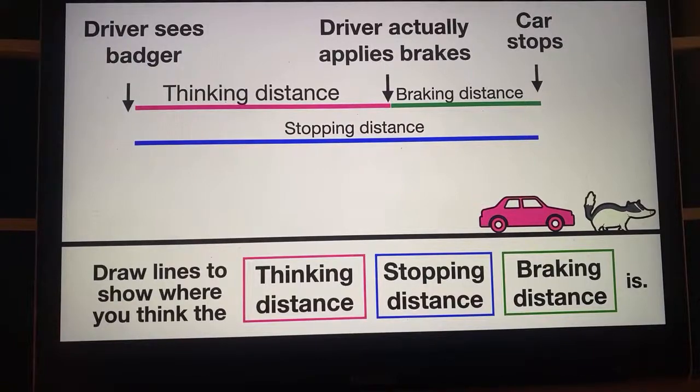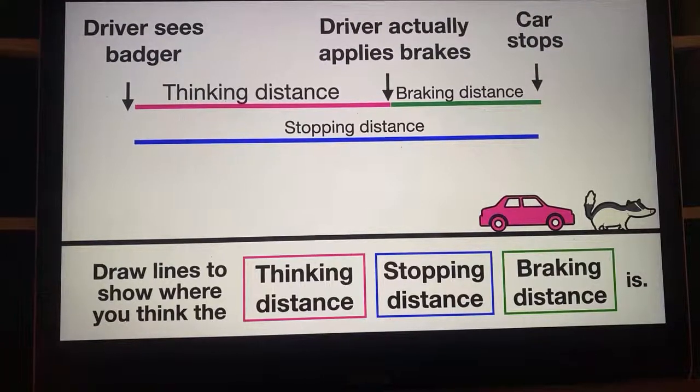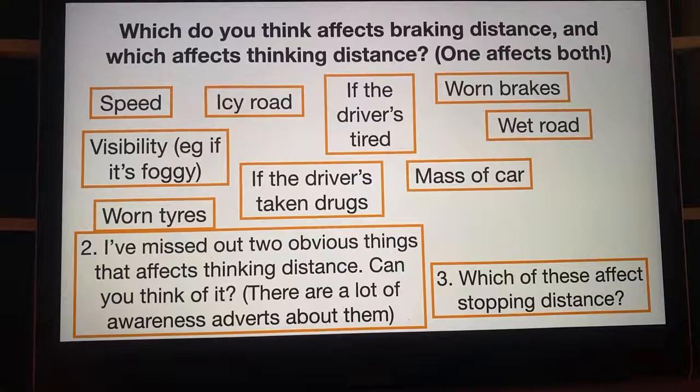And there are various things, I've already told you one of them, that affect the thinking distance and the braking distance and the stopping distance. So again, I'm not going to tell you them, I'm going to make you think about it. You've got loads of different factors here. Which of them do you think affects the braking distance, the distance between the foot going onto the brake and the car actually stopping? Which one affects thinking distance, the distance between the driver seeing a thing and actually putting their foot on the brake? And one of the things that you can see here affects both thinking distance and braking distance.